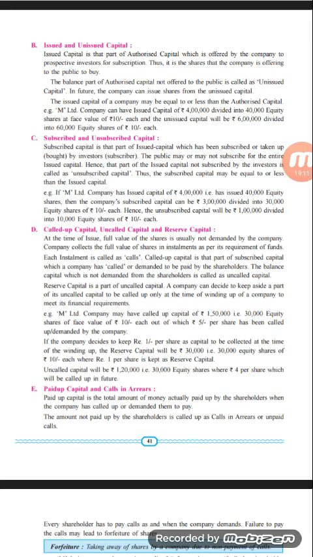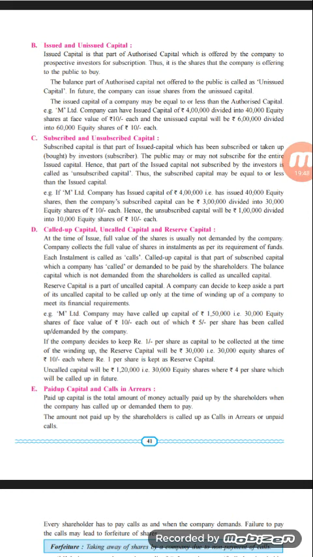The balance part of the authorized capital that has not been offered to the public is known as unissued capital. The rest of the capital which has not been issued to the public is known as unissued capital, and it may be issued at a future date for fulfilling the future requirements of the company. Here again an example has been given. M Limited company has issued capital of 4 lakh divided into 40,000 equity shares of rupees 10 each, and the unissued capital will be 6 lakh divided into 60,000 equity shares of rupees 10 each.